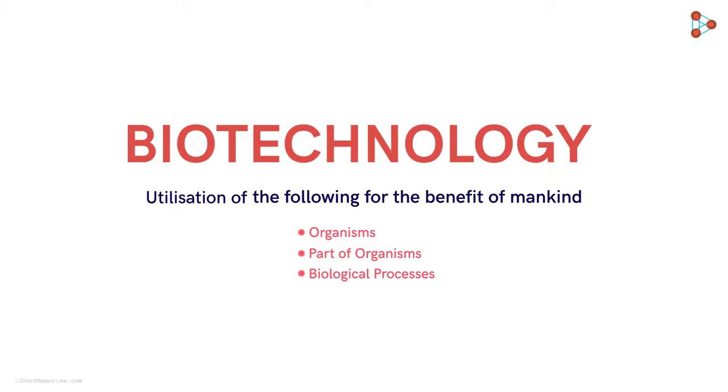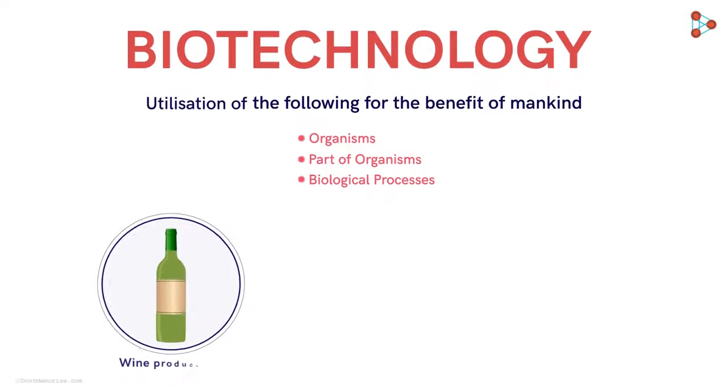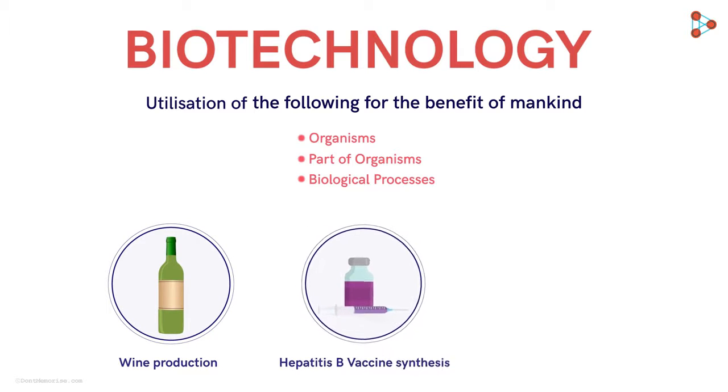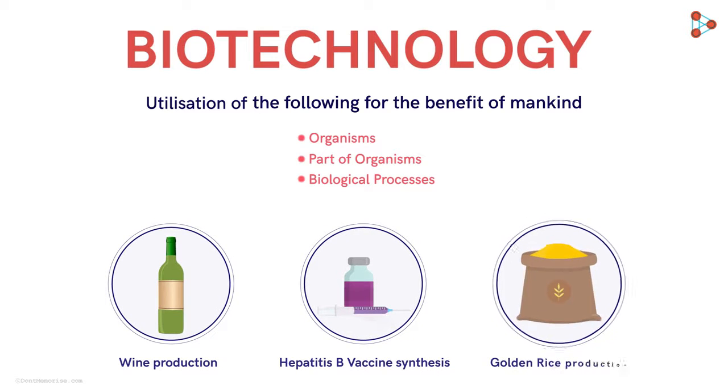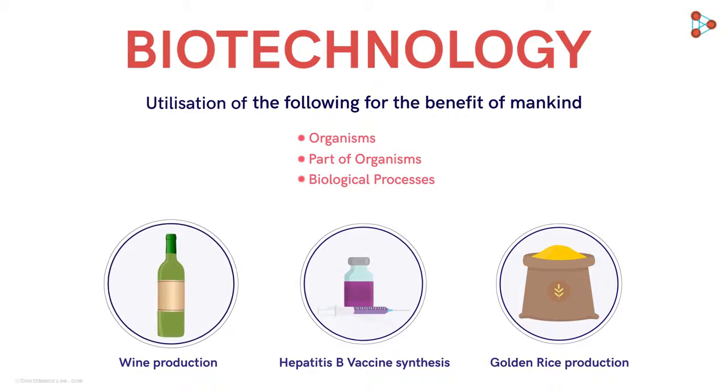Let's also understand how an organism or a part of it or some processes can be used to harvest important products for mankind. Let's take examples of wine production, hepatitis B vaccine synthesis, and golden rice production. Let's have a look at each individually.